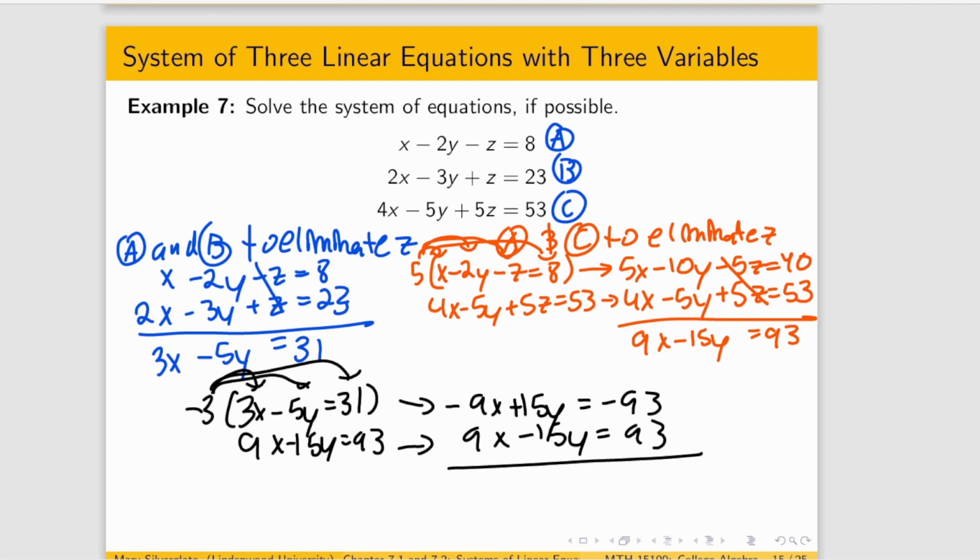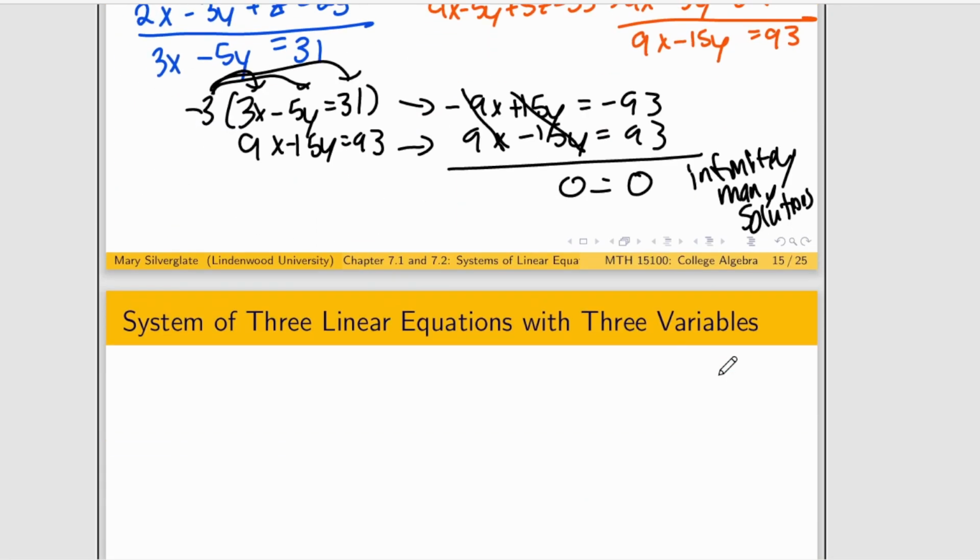Because negative 9x plus 9x makes 0. Positive 15y minus 15y makes 0. Negative 93 plus 93 makes 0. So this is a special infinitely many solutions situation. But we're going to be more sophisticated than just noting infinitely many solutions; we want to talk about how there are infinitely many solutions.